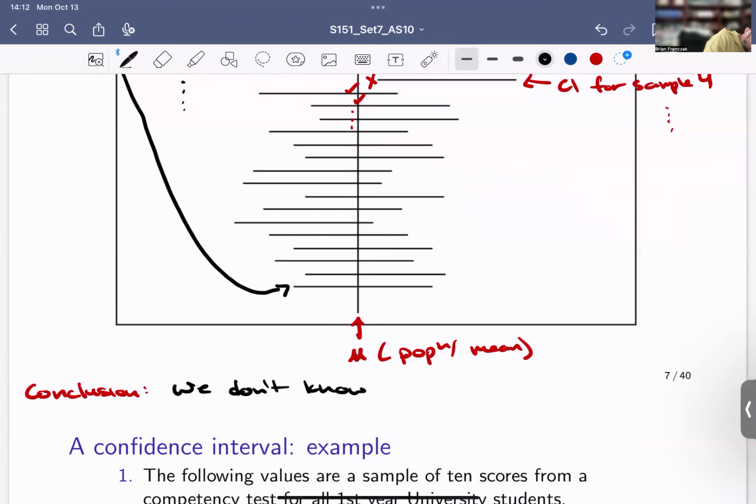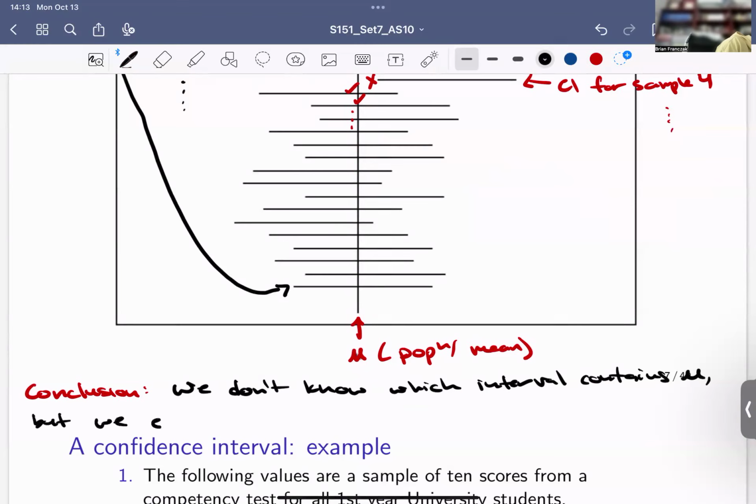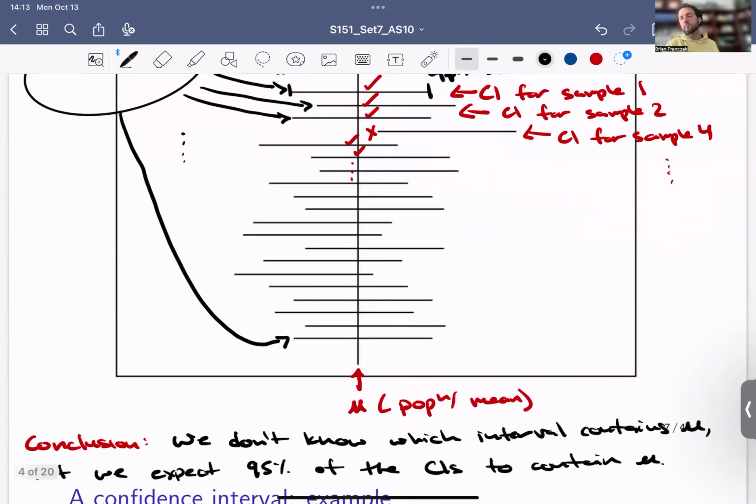we don't know which interval contains mu, but we expect in this case 95% of the CIs to contain mu.